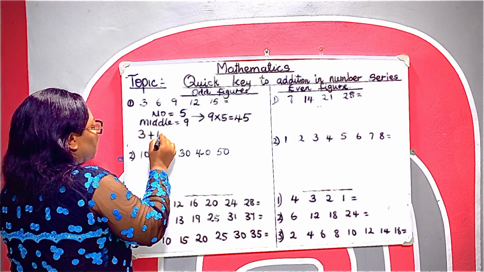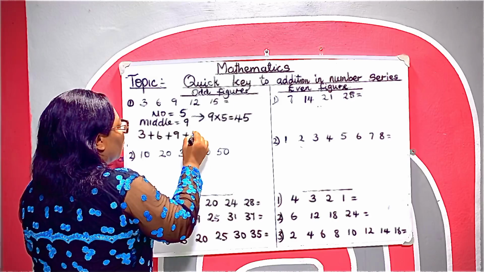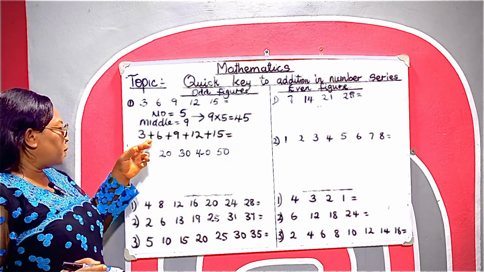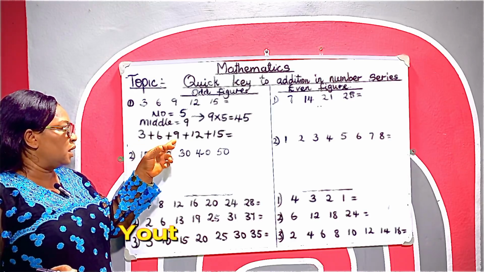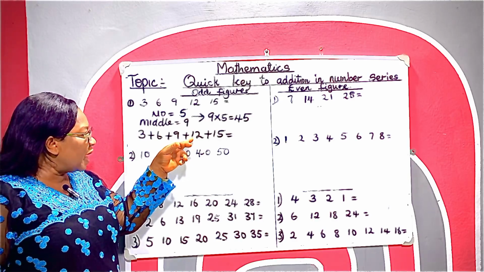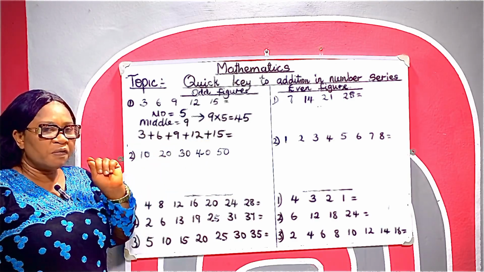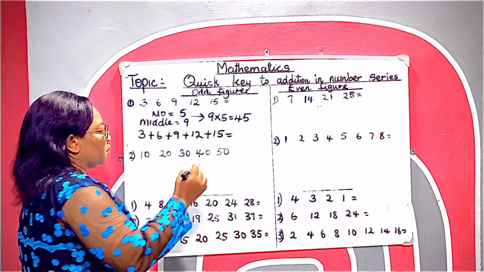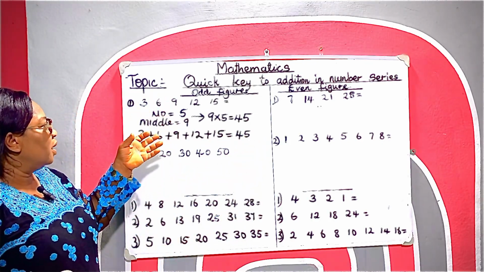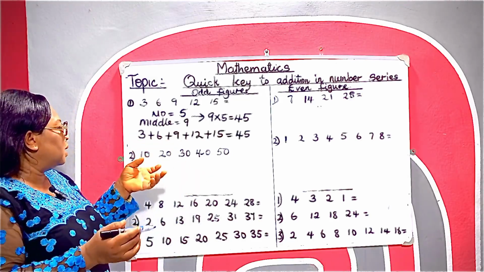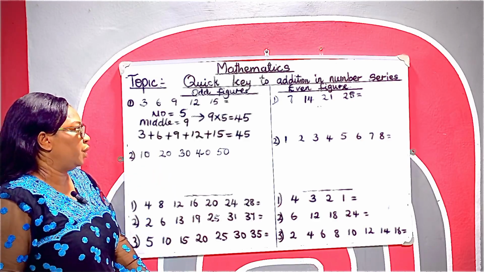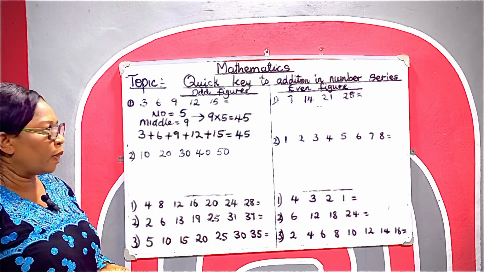3 plus 6 plus 9 plus 12 plus 15. 6 plus 3 will give us 9. 9 plus 9 will give us 18. 18 plus 12 will give us 30. 30 plus 15 will give us 45. You see? So when you do it this way, you get the answer without saying 9 plus 2 plus 3, 9, 10, 11, 12 plus 4, counting on your hands and feet. You get it quick.